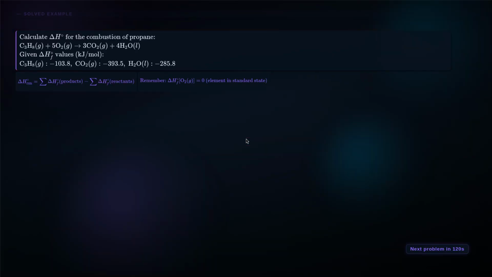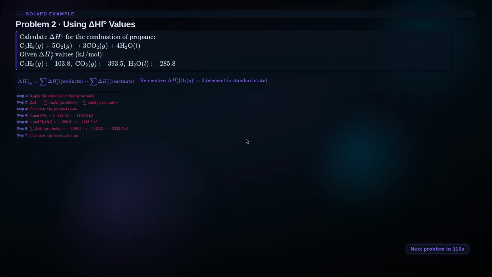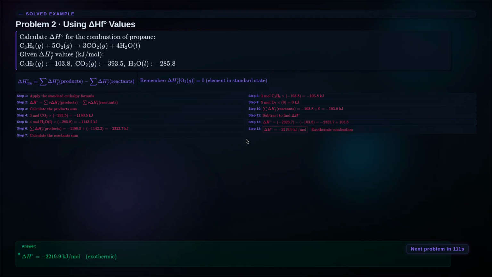Problem 2. Using standard enthalpies of formation to calculate the combustion enthalpy of propane. The reaction is C3H8 gas plus 5O2 gas produces 3CO2 gas plus 4H2O liquid. Given delta HF naught values, C3H8 is negative 103.8, CO2 is negative 393.5, H2O liquid is negative 285.8 kilojoules per mole.